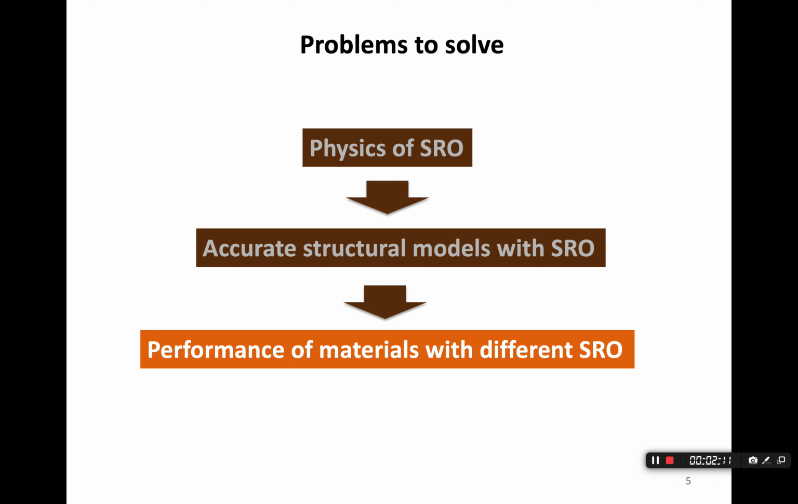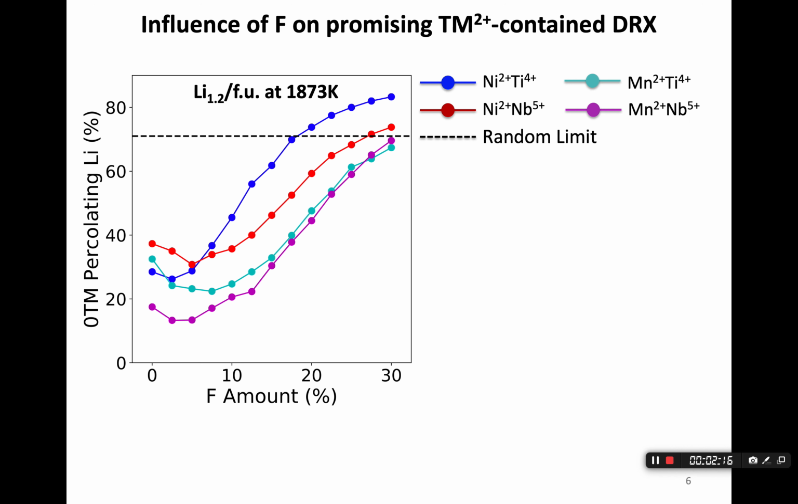We will be able to predict the performance of the materials. So here I list 4 groups of materials, which are nickel-Ti, manganese-Ti, nickel-niobium, and manganese-niobium. These 4 groups of materials have the redox center being 2+ cations. And this is actually good for disordered rocksalt. As I mentioned in the last video, we can enable 2+ to 4+ redox. So intrinsically, you will have double the redox capacity compared with the case of 3+ to 4+ redox.